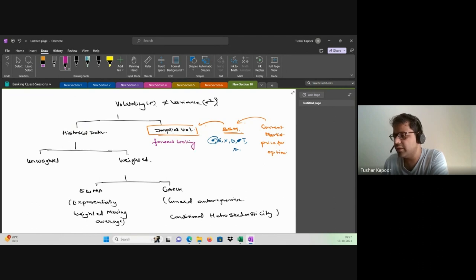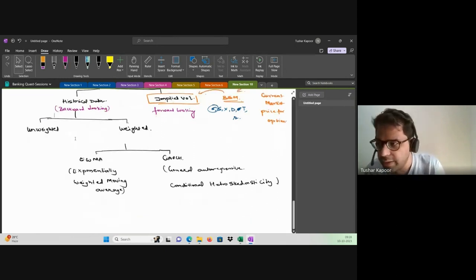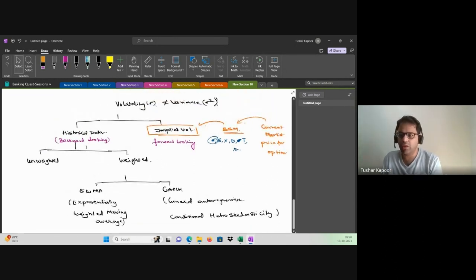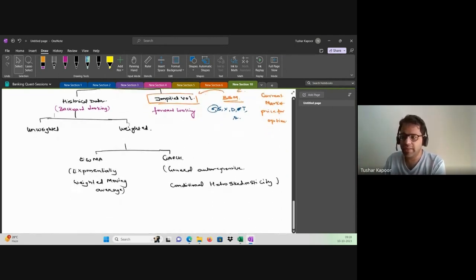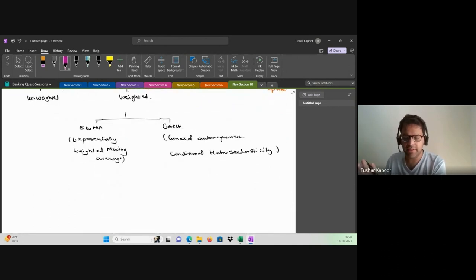Whereas the historical data that we consider is more backward looking. What happened in the past is backward looking. What happened in the past is really the building block of how the volatility is calculated. And when we talk about historical volatility, or historical data based volatility calculation, there are basically ways for unweighted and weighted methods.